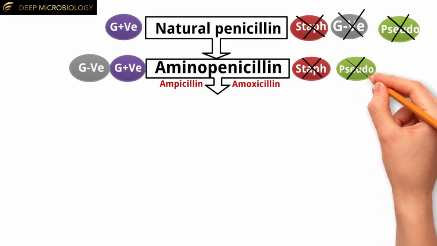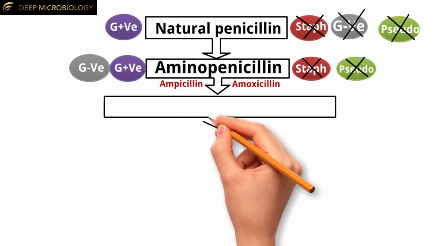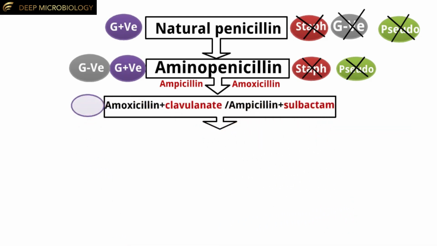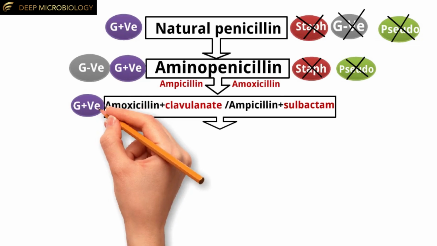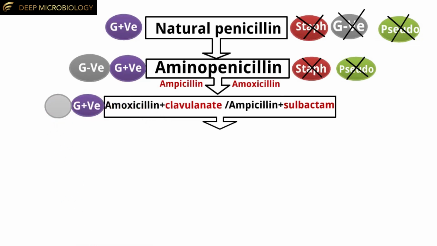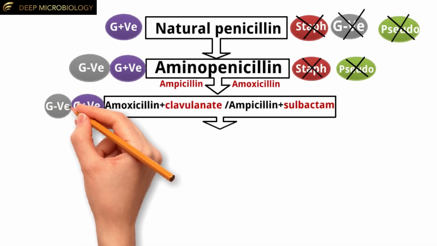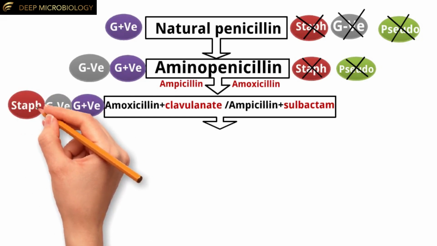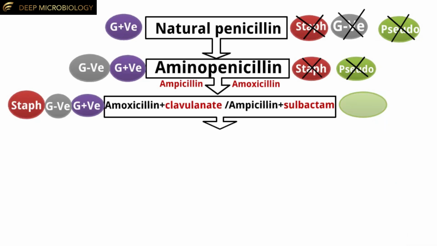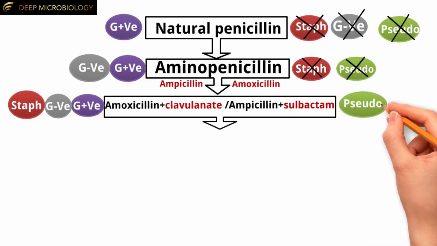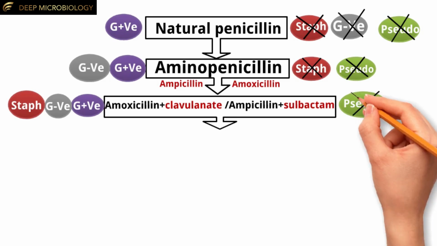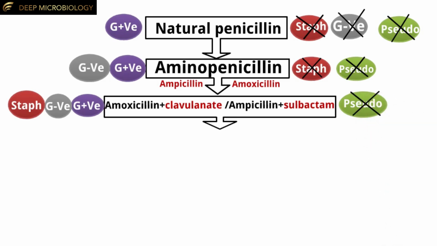To address the problem of Staphylococcus resistance, aminopenicillins are combined with beta-lactamase inhibitors, such as clavulanic acid and sulbactam. These combinations, amoxicillin plus clavulanate and ampicillin plus sulbactam, extend the antibacterial spectrum to cover Staphylococcus and more gram-negative bacteria. However, they still do not provide coverage against Pseudomonas.